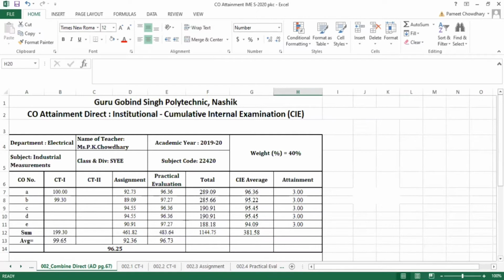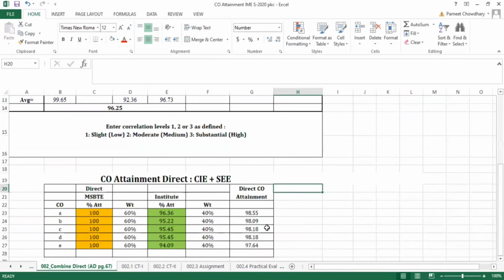So this is the combined direct attainment. Here we have got the combined direct attainment. I have placed the formula over here, with 60%, 40% weightage. This value will also come directly by the formula.